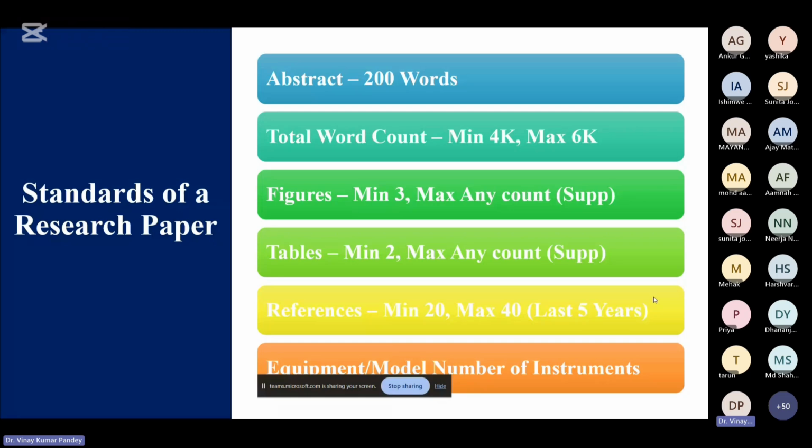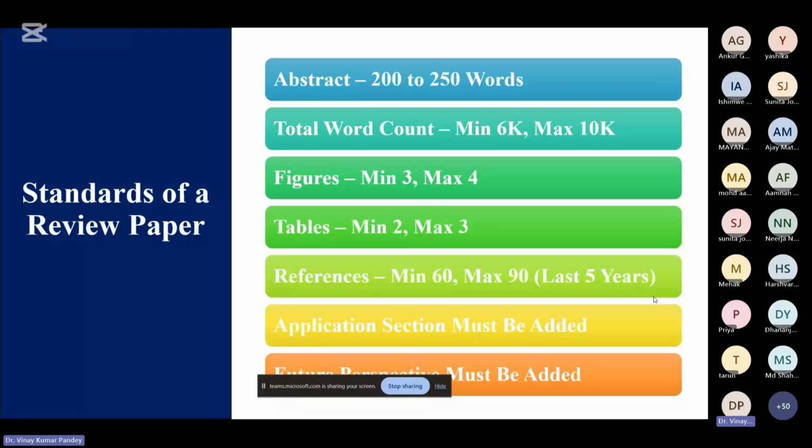Standards of a review paper. A review paper should contain minimum 200 to 250 words of abstract. Yes, a review paper may have a different word limit. At least 6 to 7,000 minimum words should be there in a review article. Below that, it is called a short review or short communication or short paper, right? So below 6,000, it is not a review paper, it's a short communication.